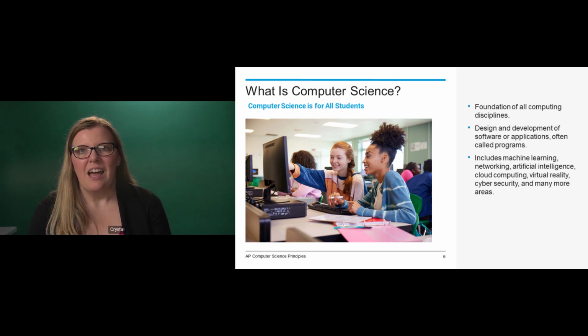All right, so what is computer science? So computer science is a course where you're going to learn the foundations of all computing disciplines. In this course, you're going to work on designing and developing software and applications, often called programs. So if you use a cell phone, that is a smartphone, you have applications on your phone that you're using probably every day, and those are created by someone who develops software or programs. Computer science also includes ideas like machine learning, networking, artificial intelligence, cloud computing, virtual reality, cybersecurity, and many, many more areas. So I'm sure some of those terms you are familiar with or you've heard about throughout your life. And so all those things encompass the idea of computer science.